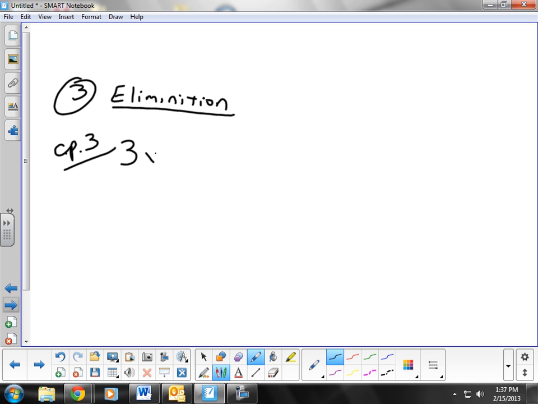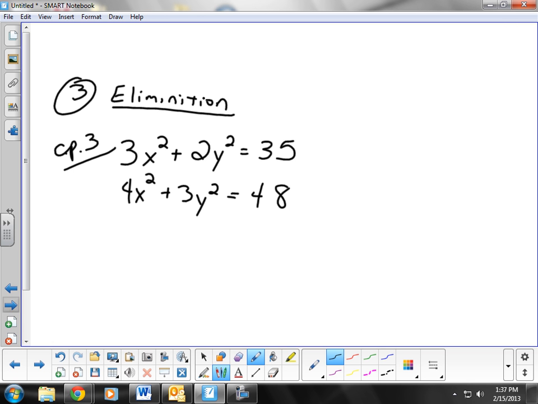We got 3x squared plus 2y squared is equal to 35. And 4x squared plus 3y squared is equal to 48. Now, does anybody remember from last year? So actually, those are not circles. Because why?